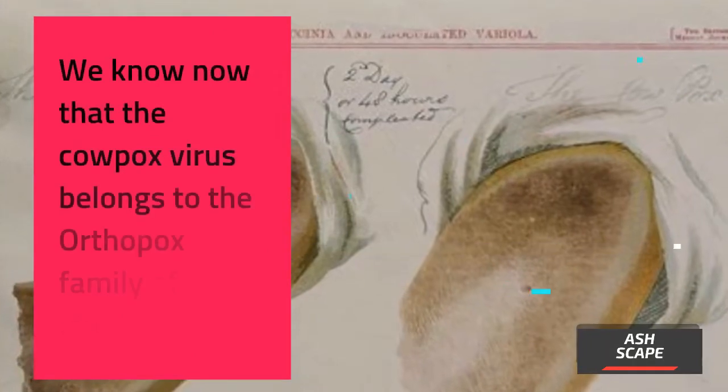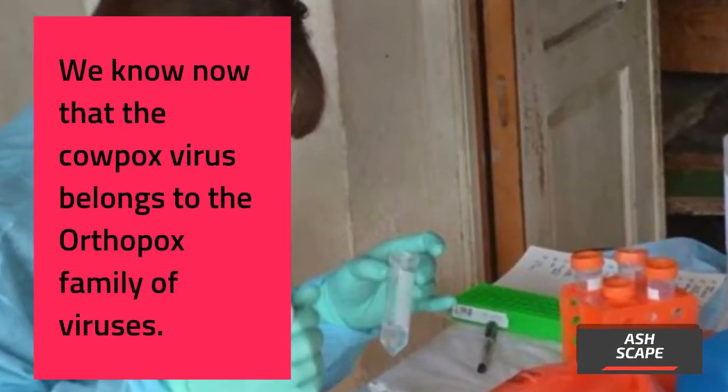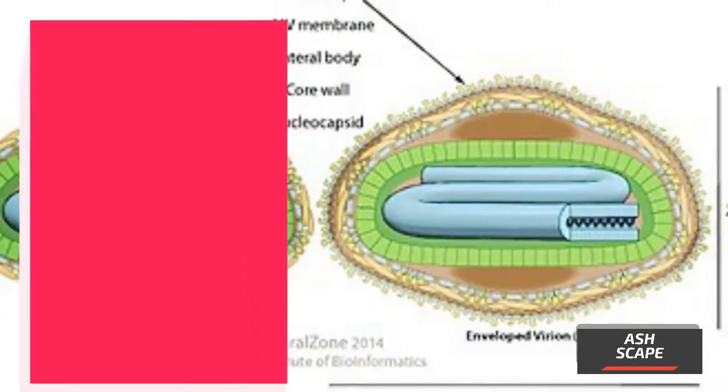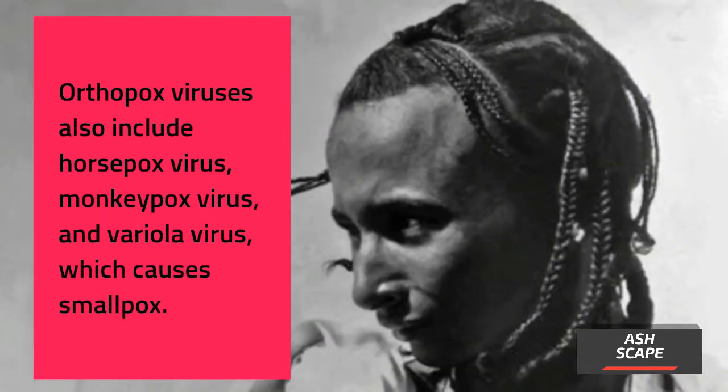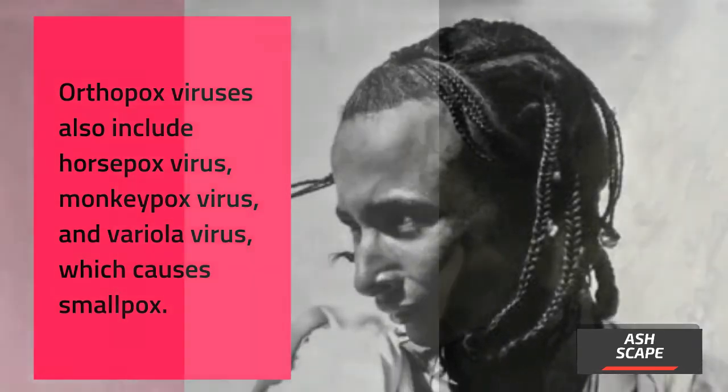We know now that the cowpox virus belongs to the orthopox family of viruses. Orthopox viruses also include horsepox virus, monkeypox virus, and variola virus, which causes smallpox.